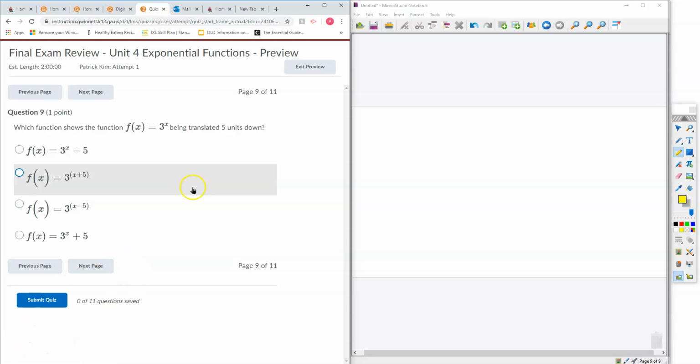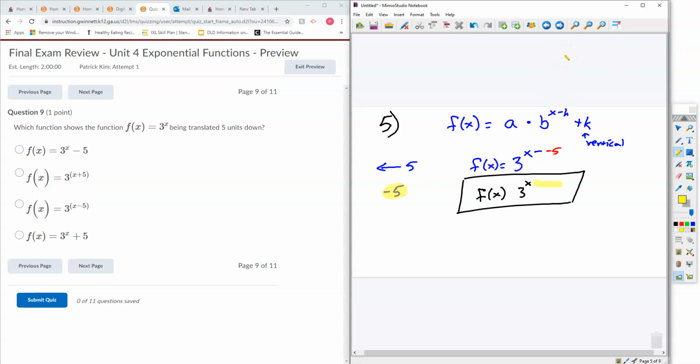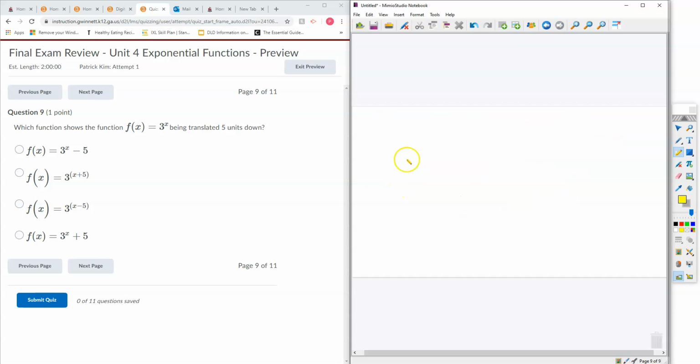Number 9. Same question as, let me see if I go back a few, number 5. Okay. Number 9, we're talking about going down. So f of x equals 3 to the x power. We want to go down. I didn't write this on the other one, so let's go ahead and write it here.